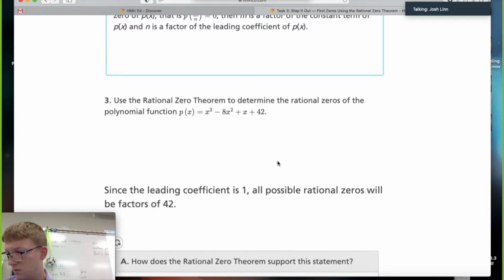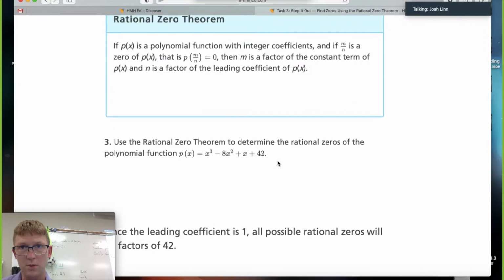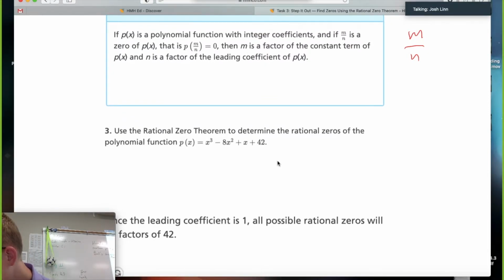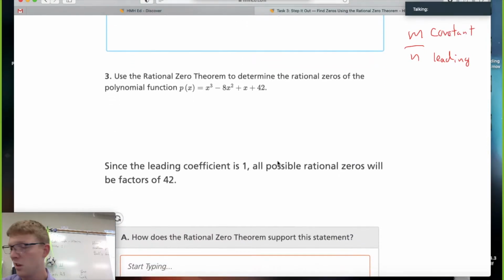So that means, again, if we go back up here, m over n, and I'm always going to get these wrong. So m is a factor, so n is the leading coefficient, and this is the constant term. Since our leading coefficient is 1, that's going to help us out a lot. It's going to make this a little bit easier because all of our numbers are just going to be divided by 1. So, okay, too easy.